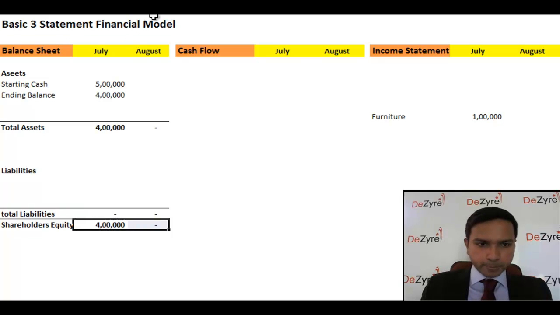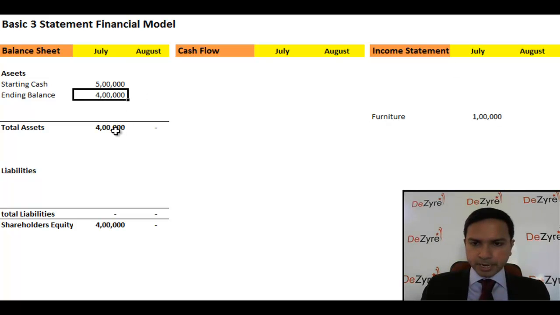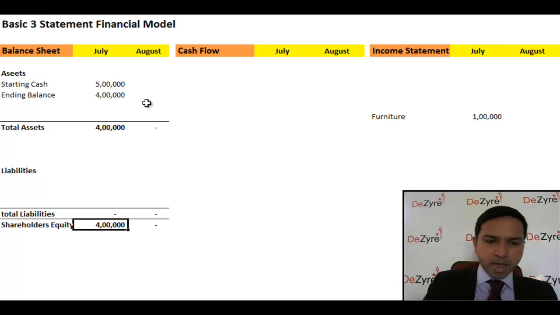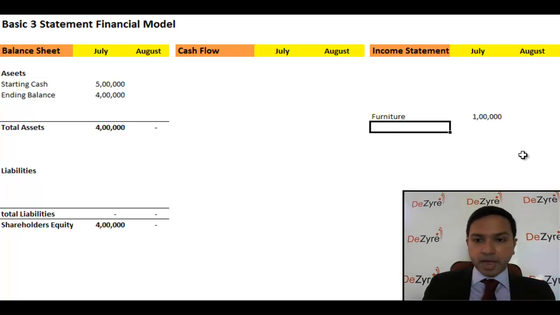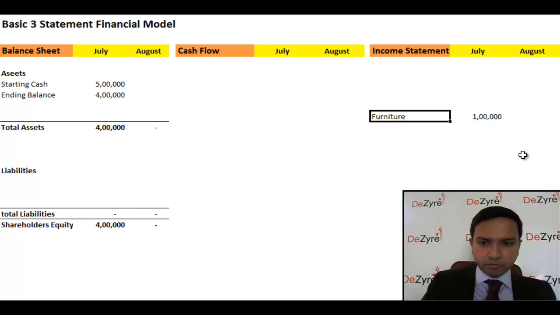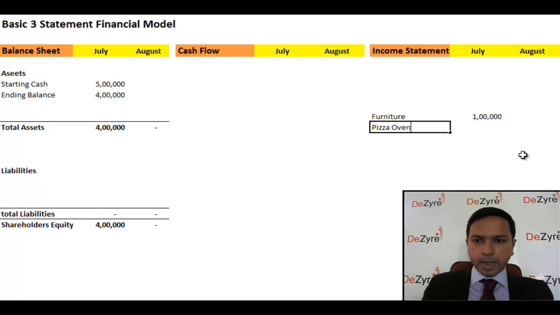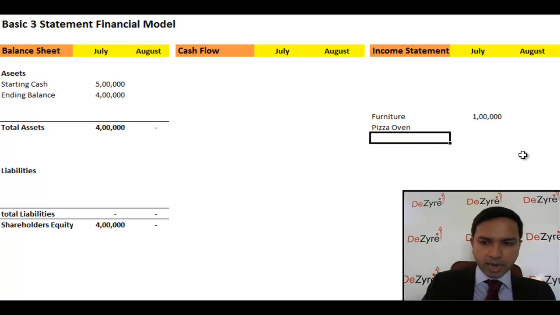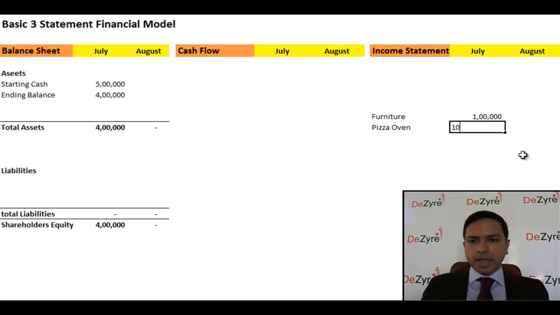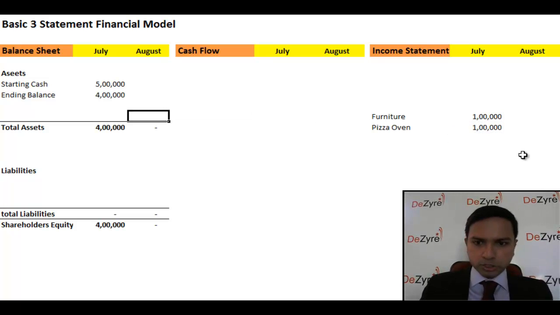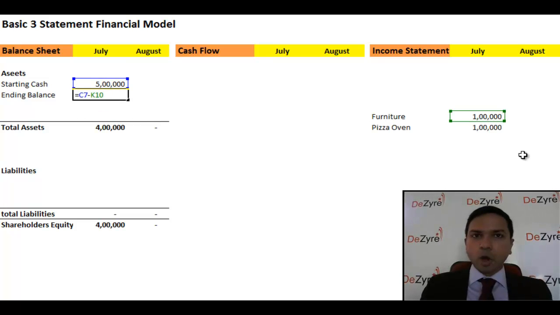So there we go. So what happened here? Your furniture is 1 lakh, cash went down by 1 lakh, so your assets are 4 lakhs, so your shareholders' equity is 4 lakhs. Now let's say you buy an oven. You have to buy a pizza oven, okay? And what happens? Let's say the pizza oven is another 1 lakh, and there you go. So what happens here again? Your cash balance goes down by another 1 lakh. Is that all that happens?